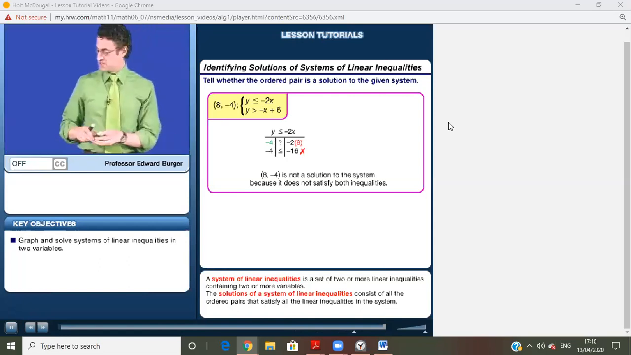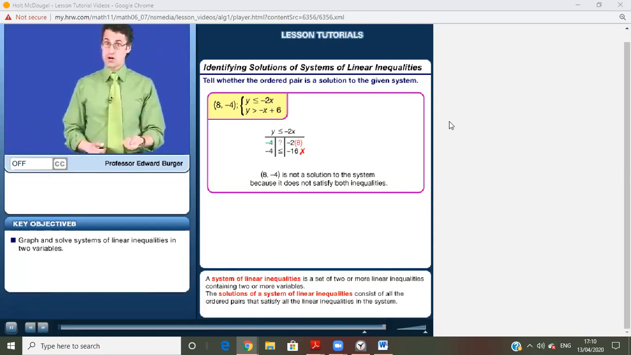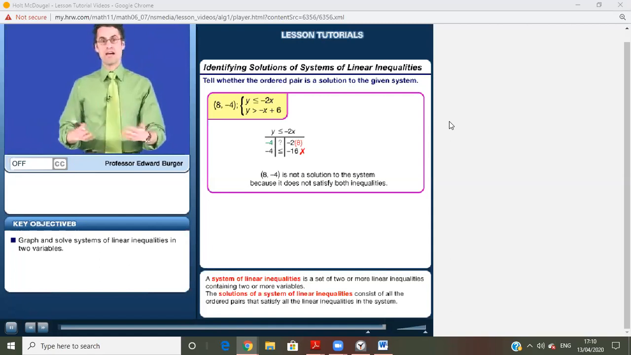Of course, just like all the other issues we've been seeing, checking to see if a particular point is a solution or not is not a big deal. The more interesting question is, how do you find all the solutions? Because there are going to be a lot. And again, it turns out the secret is going to be to try to visualize the solutions. So we'll take a look at that.